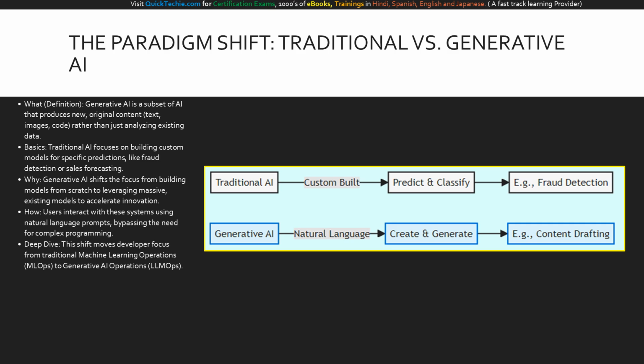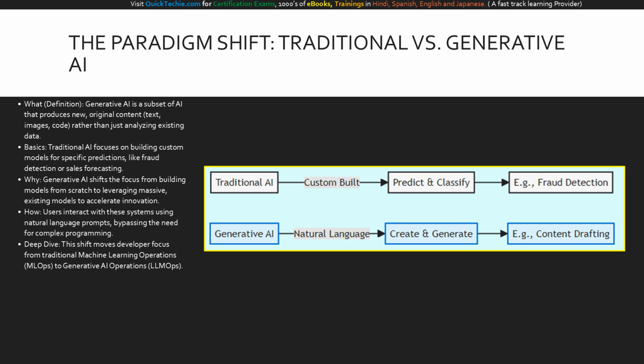Instead of just predicting numerical outcomes or classifying data, generative AI creates entirely new content, be it text, code, or images. Why is this so revolutionary? Because it democratizes AI. You no longer need to write complex Python code to extract value. You interact with these systems using natural language prompts. This fundamentally changes how organizations operate.